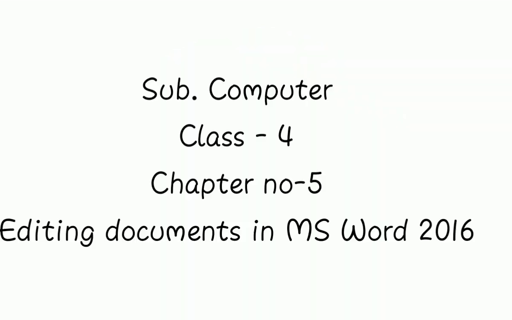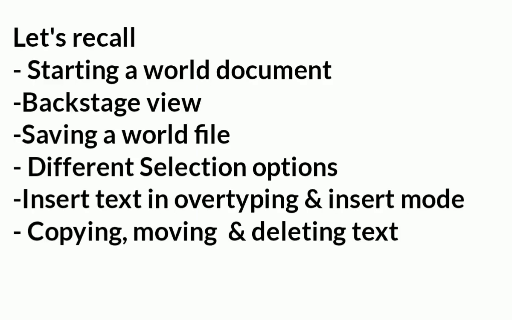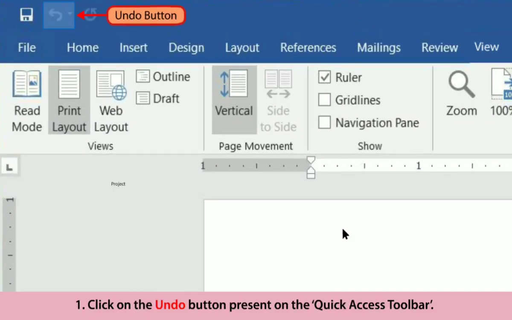Today we are going to continue our chapter number 5, editing documents in MS Word 2016. In our previous video, we had learned about starting Word, backstage view, saving a file, different select options, inserting text in overtyping and insert mode, and copy paste. Cut paste means moving, how to delete a text, and what is undo and redo. So today we are going to learn how to do undo and redo.